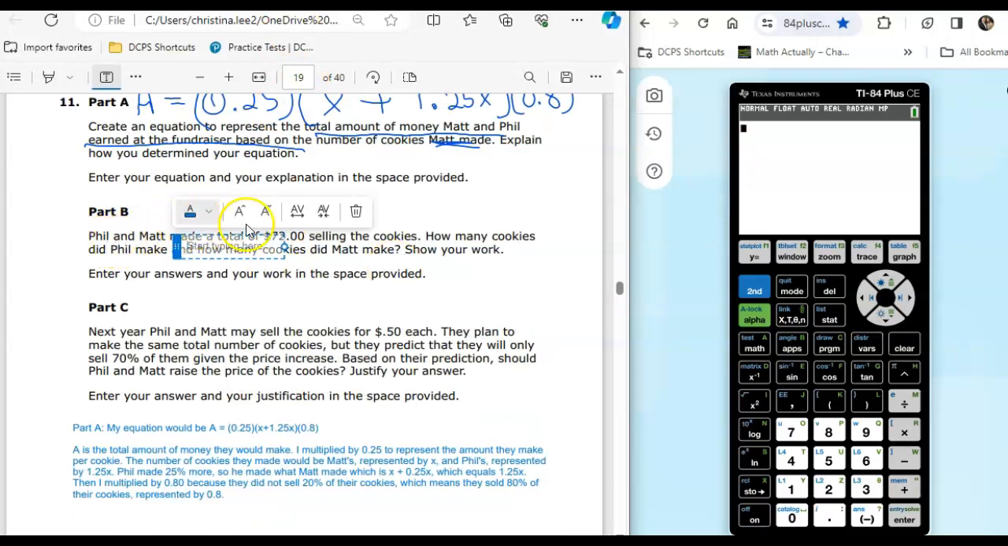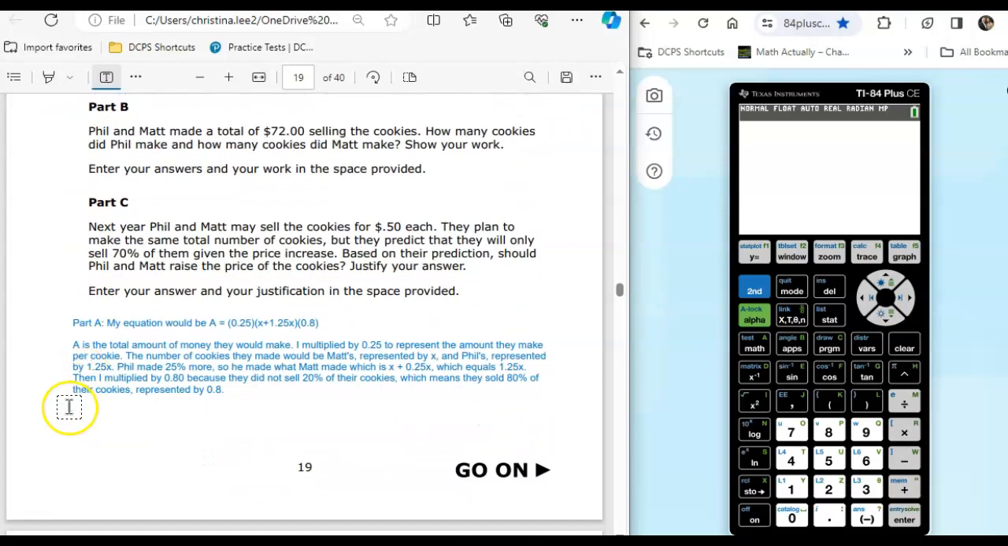Part B says, Phil and Matt made a total of $72 selling the cookies. How many cookies did Phil make and how many cookies did Matt make? Show your work, enter your answers in the space provided. All right, so let's go ahead and do part B. We have our equation, and we know they made $72. So where I'm going to put that is in place of A, because that's how much they made.